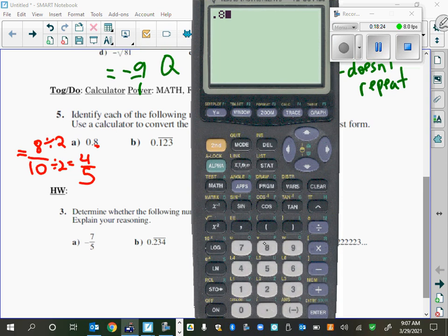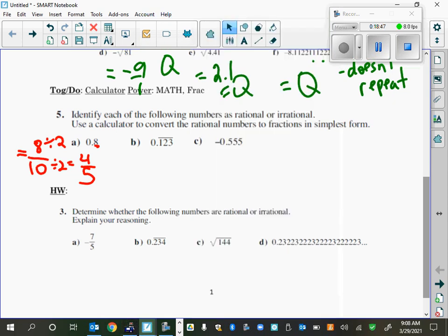Okay, somebody, what do you press? Just say it. No one knows? Press math. So you press math, and then you press enter, enter. Do I need to write that down? I don't think so. These are the calculator keys right here. Math, fraction, enter. Okay, try B.